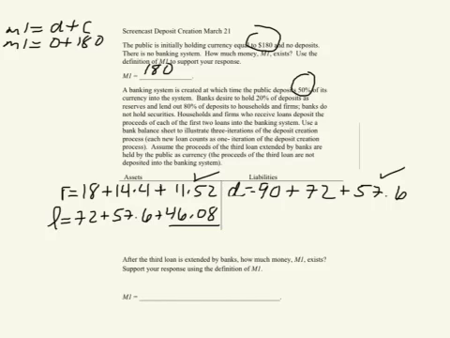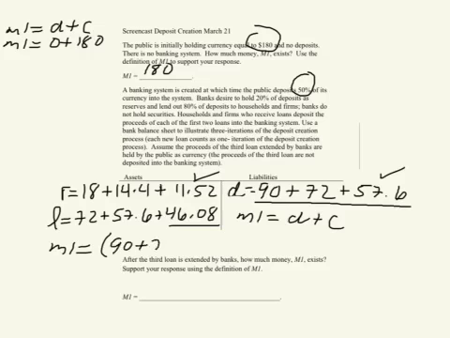And so what I want to recognize is that there have been some changes. We're going to use our definition of M1: M1 is deposits plus currency. I'm going to come over here and we'll pick up deposits first. My deposits are all listed right there. So I've got those three deposits to add. That's going to give me 90 plus 72 plus 57.6. So there's the deposits.